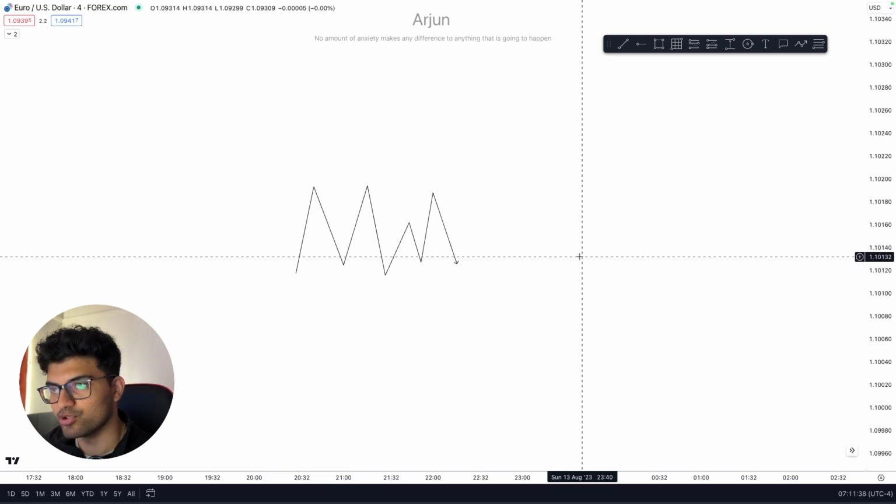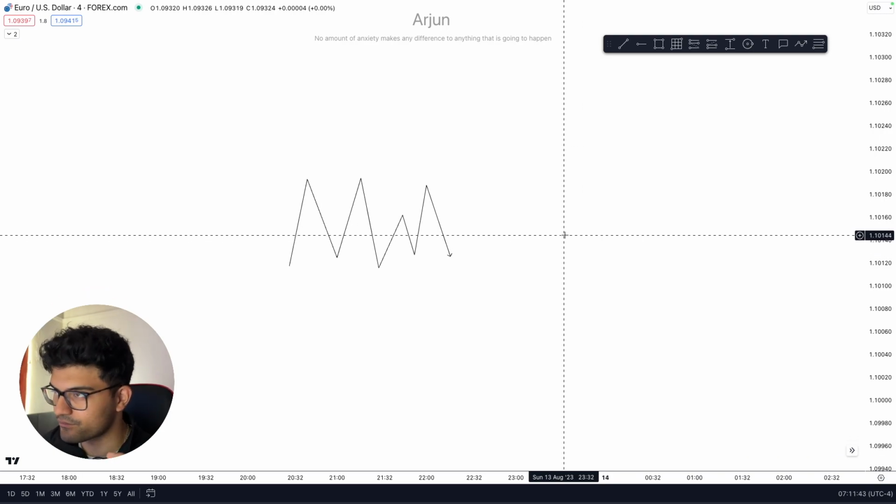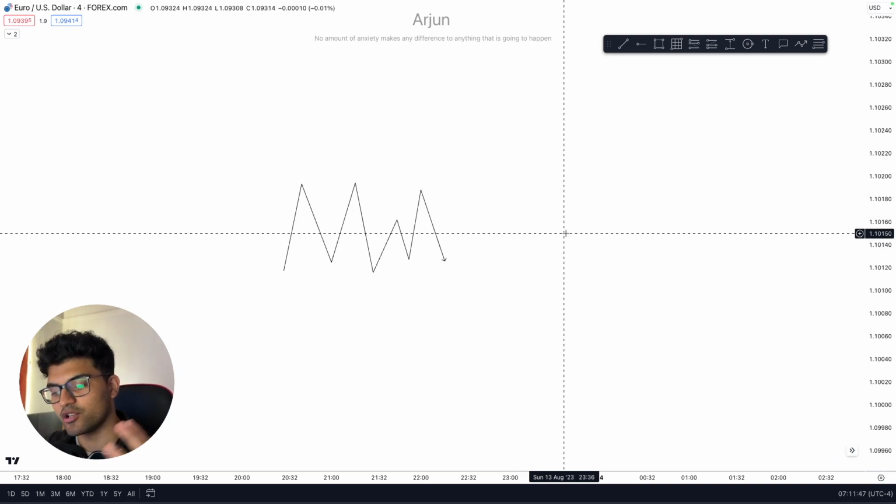Now these are very important because this leads me on to the next concept, which is the power of three. The power of three is a very, very important concept because it consists of an accumulation, manipulation, and distribution phase, which I know sounds like gibberish, but all it is, is manipulating the market, taking out liquidity from one side and then going in the opposite side of the market.